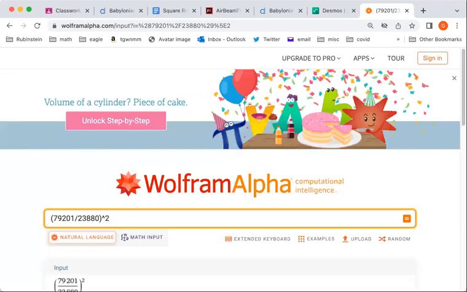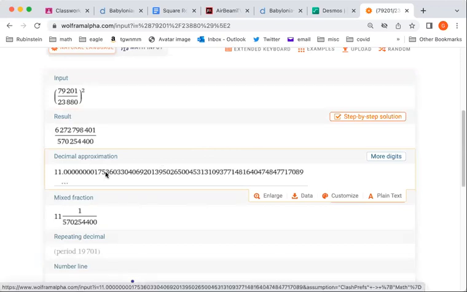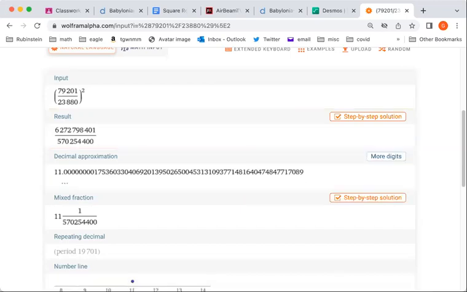Okay, so 11 point, a bunch of zeros and a 1 and a 1.6. Actually, Wolfram Alpha is saying 1.75, but we can all agree that that is really, really close.